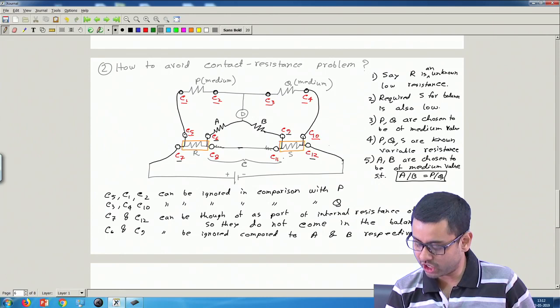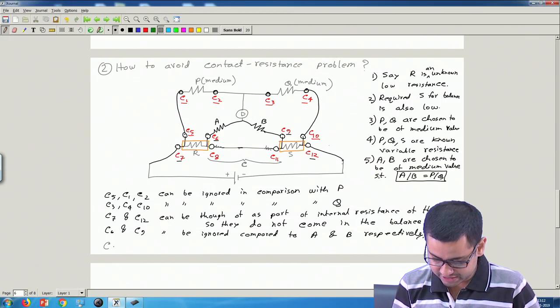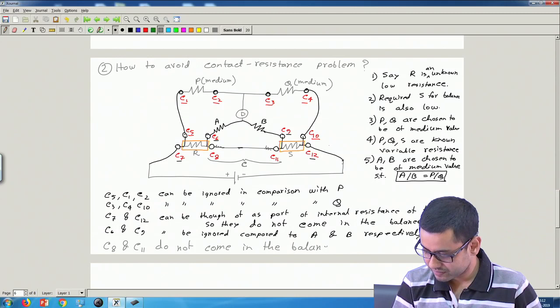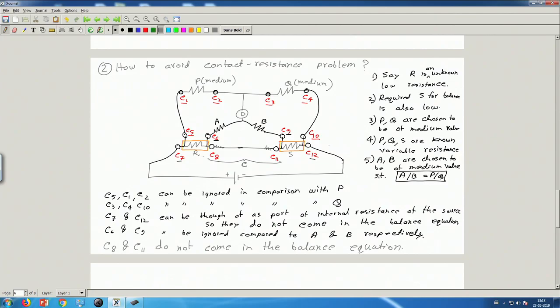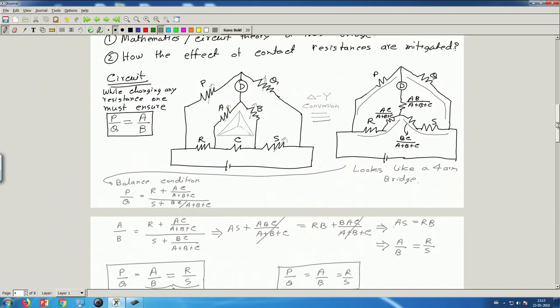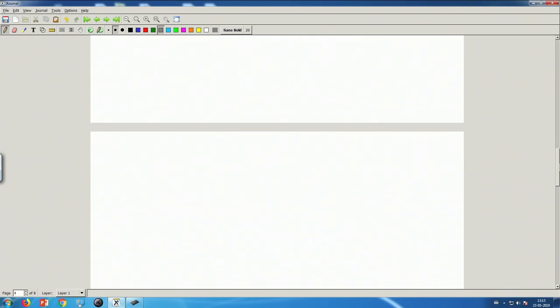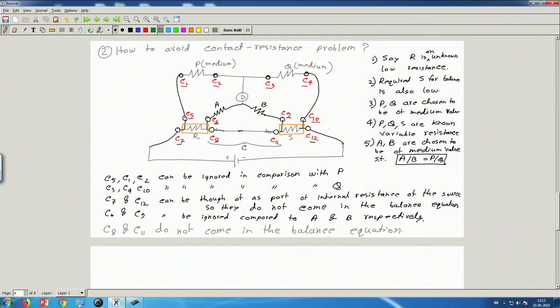So C8 and C11 do not come in the balance equation. And that is so because of the principle of this bridge, this circuit. And this is actually true because we always maintain P by Q equal to A by B. If we do not maintain this ratio, then C may not get eliminated. Then C may come into the balance equation. But if we maintain this ratio, then C has no effect. And this is how all contact resistances can be mitigated.